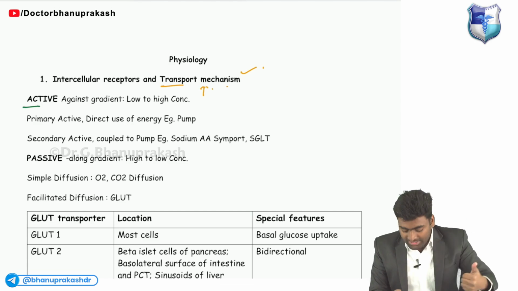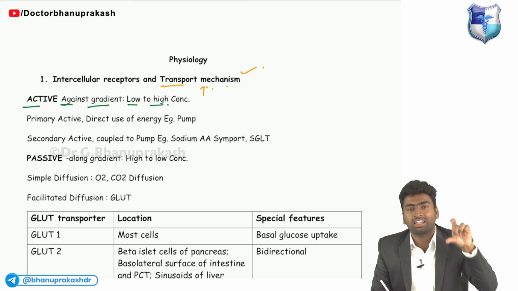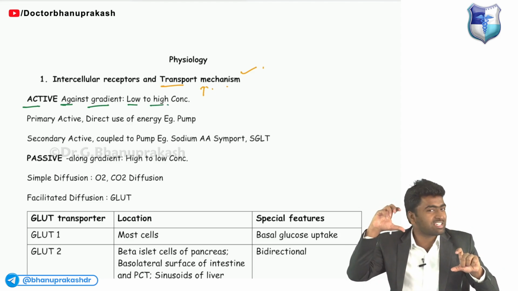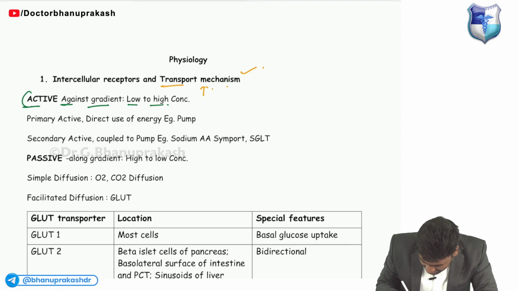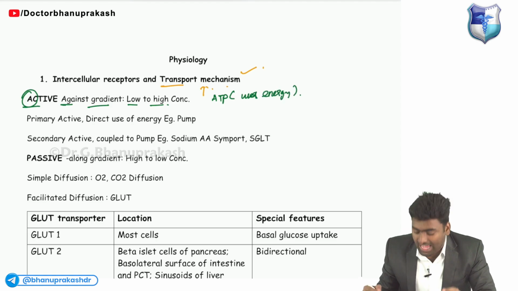So remember, A for active, A for it is against the concentration gradient. So it is the low to the highest, like it is the flow from the low to the highest point of gradient. And remember, A for A, it is what? It uses energy in the form of ATP. So it uses energy. So this is what? This is this active transport.